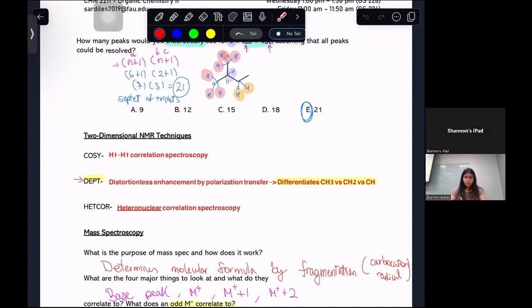But the only one that you're going to see, and that you're probably going to encounter at least at the beginning of lab if you're taking orgo lab, is going to be DEPT. Okay. That one is very similar to CNMR, but as you can see, it stands for something a little bit longer: distortionless enhancement by polarization transfer. Now, the main goal with this guy is that it helps you tell if you have a methyl group, CH3, a methylene group, CH2, or a CH group, okay?